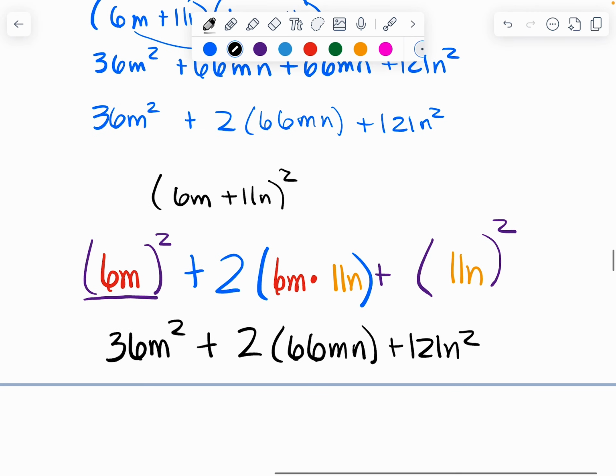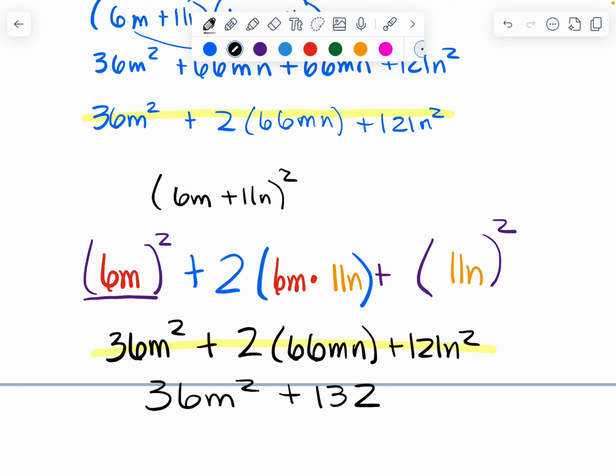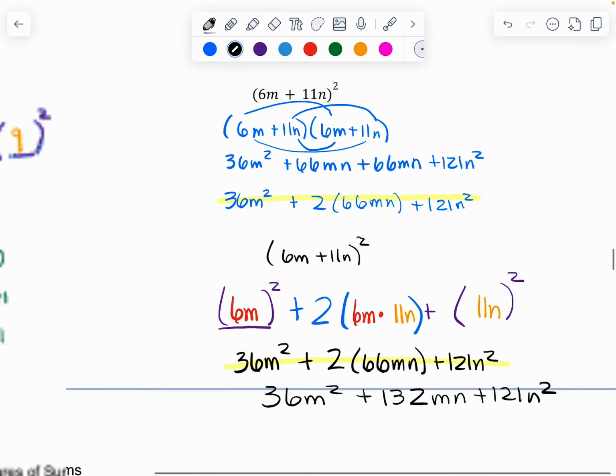Is that the exact same thing I have up above? If I look, this and this are exactly the same. So you can do it either way, it doesn't matter. And so your answer is going to be 36m squared plus 132mn plus 121n squared. Okay.